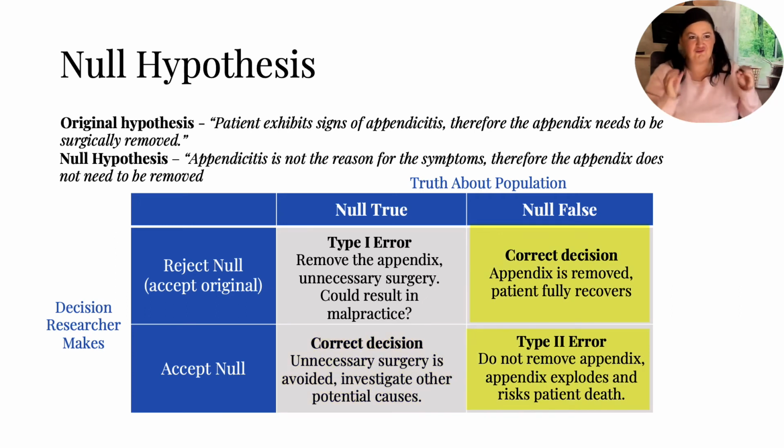And then the last one here is a type 2 error. They don't remove the appendix, but it is actually appendicitis, and the appendix explodes, and bam, he or she just risked the patient's life, and now they have to go into ICU. That's not good at all. Okay? I encourage you to re-listen to that part. Take the notes first time, and then go back and listen to it. It's a lot of common sense, but it's a lot.